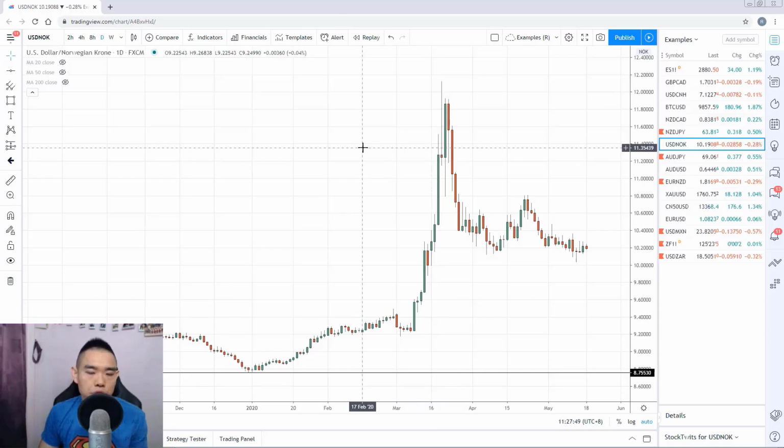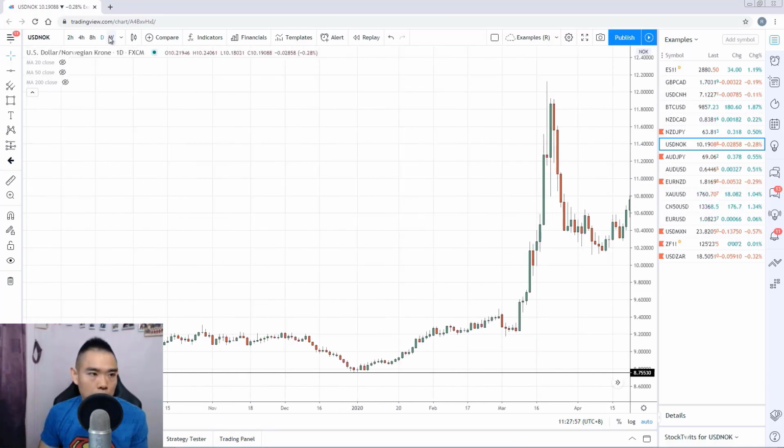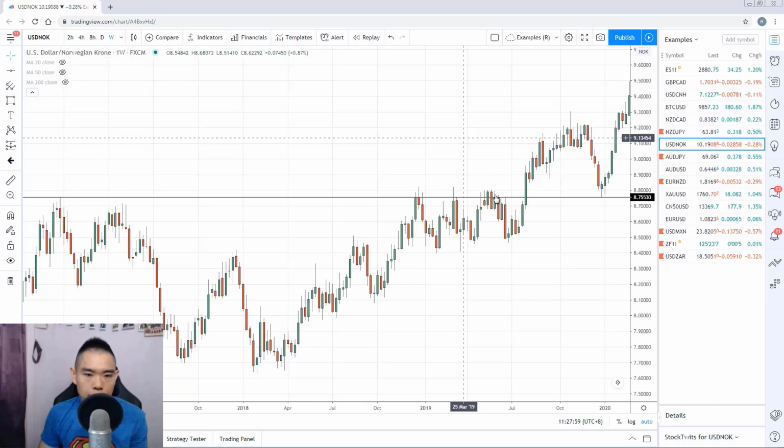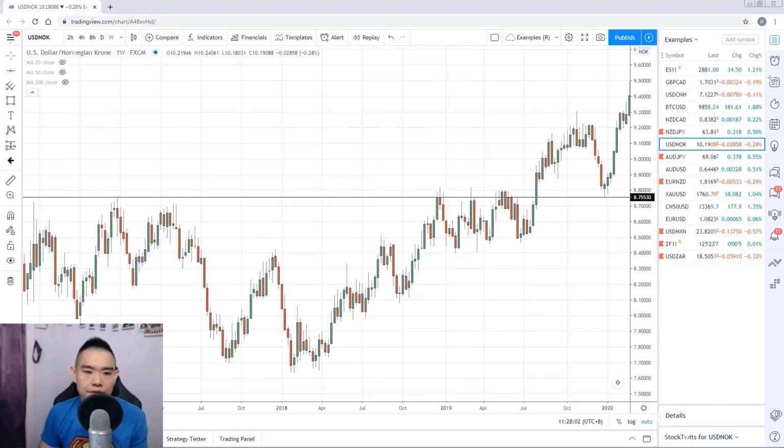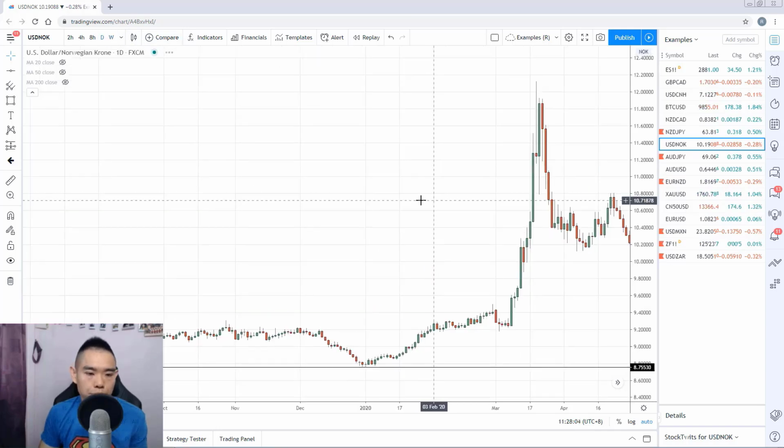Dollar against the Norwegian kroner. Okay, so over here, you can see, let me just go up to the weekly time frame. You can see over here that we have a, I think the daily time frame would be pretty sweet as well, right?